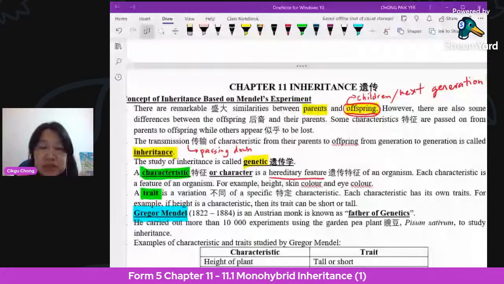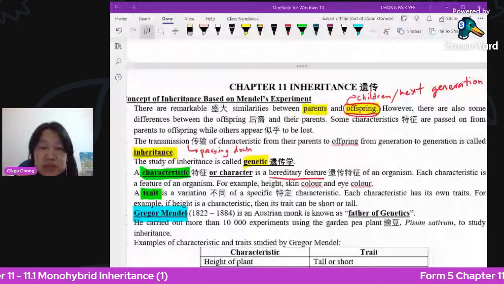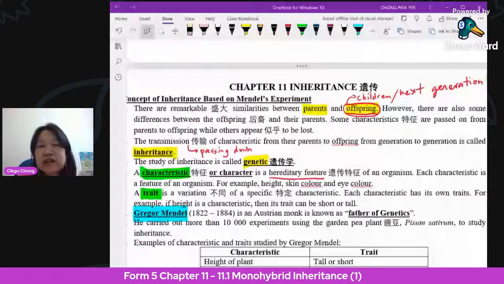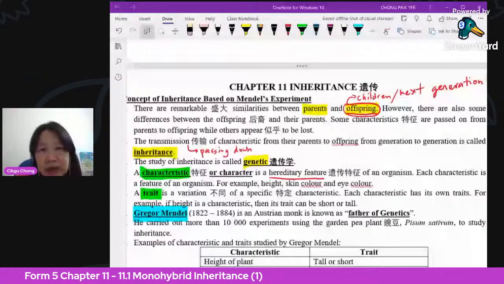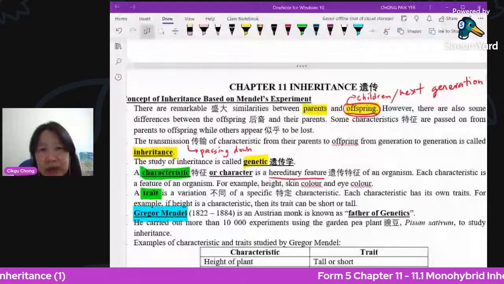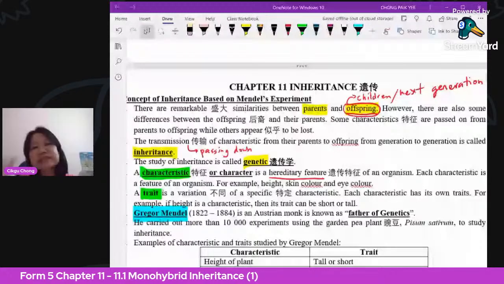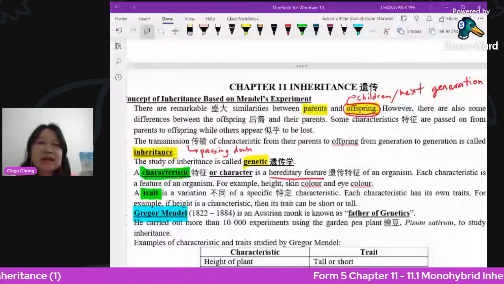A characteristic, see the word characteristic. Characteristic or character is a hereditary feature. It is a feature that you can inherit. Hereditary means it can be inherited, it can be passed down. Something is passed down. That is the feature. For example, skin color. 100%. Of course, you also get that because you go under the sun. Maybe perhaps your blood group. Your father happens to be O, your mother happens to be O, you will also be O actually.